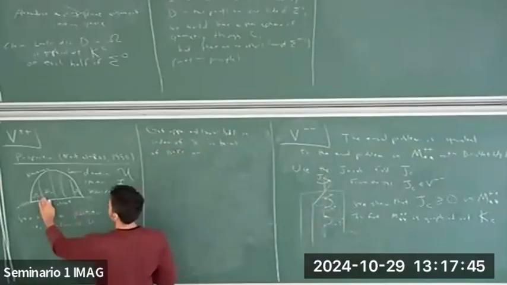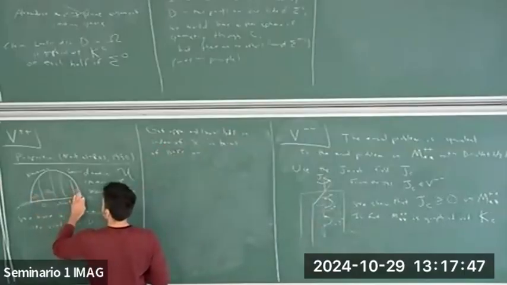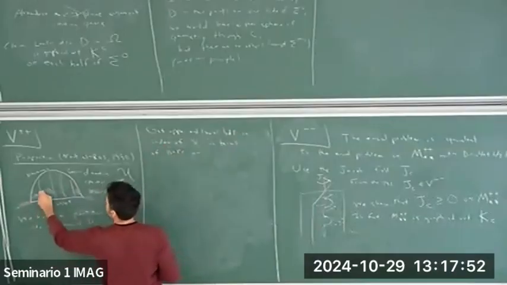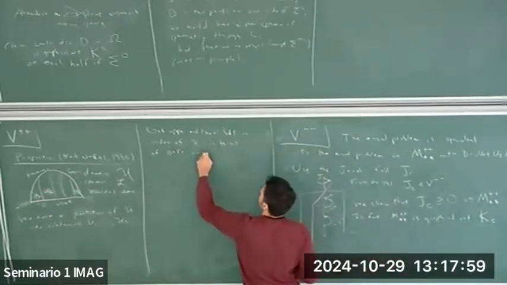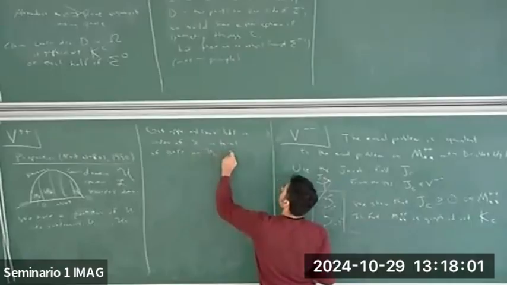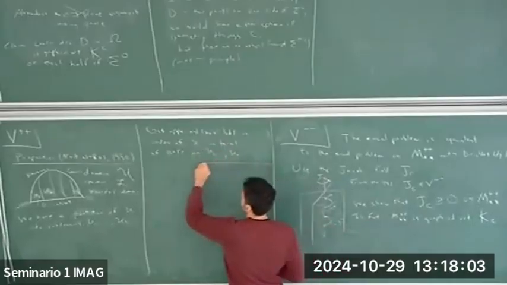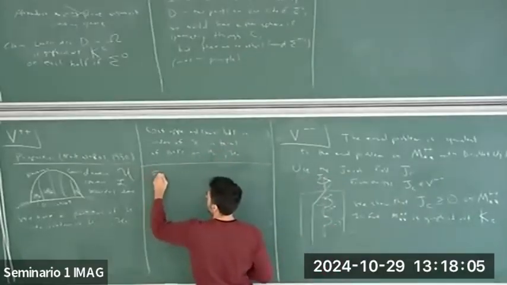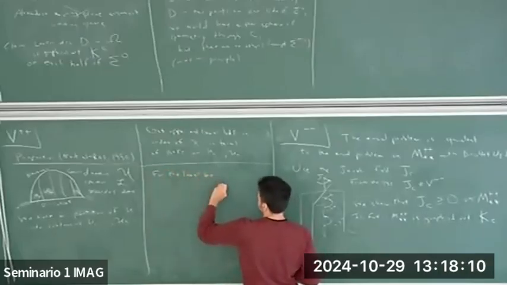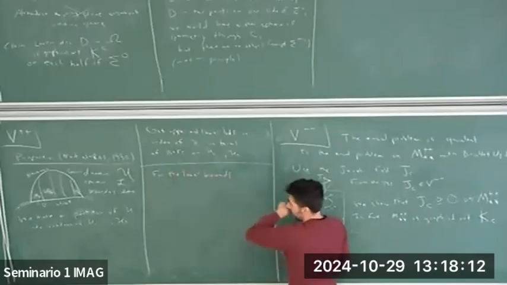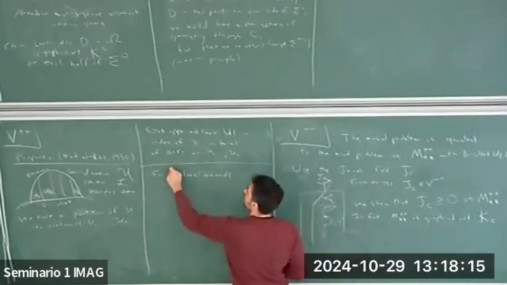Sorry, I switched from U to omega. Let me stick with U. I was using omega for the tetrahedra. Okay, so domain U and subdomains U1 through UN. So for the lower bounds, what's the boundary data we put on the subdomains?